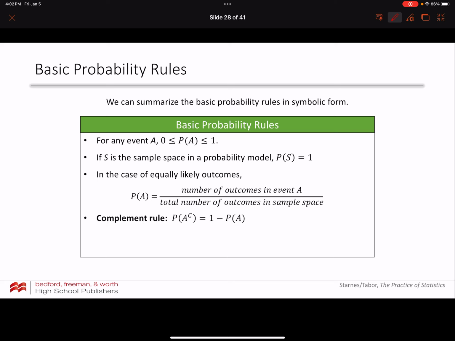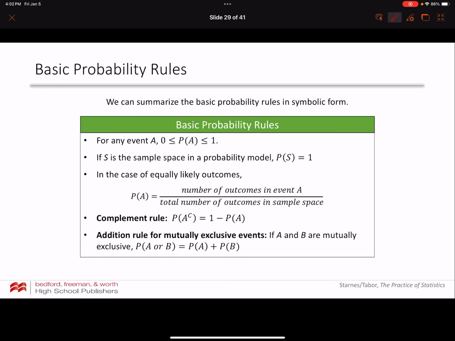Your complement rule that we just talked about, you need to know anytime you see that superscript C, that's a complement. So like not A. And now we have our addition rule for mutually exclusive or disjoint events.